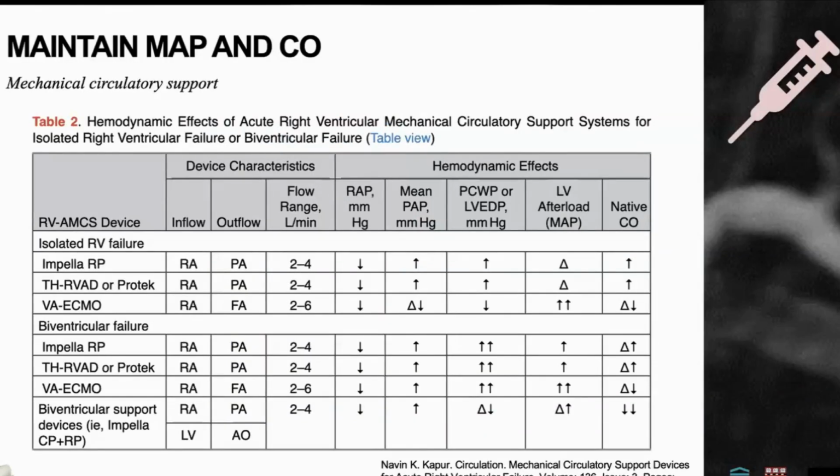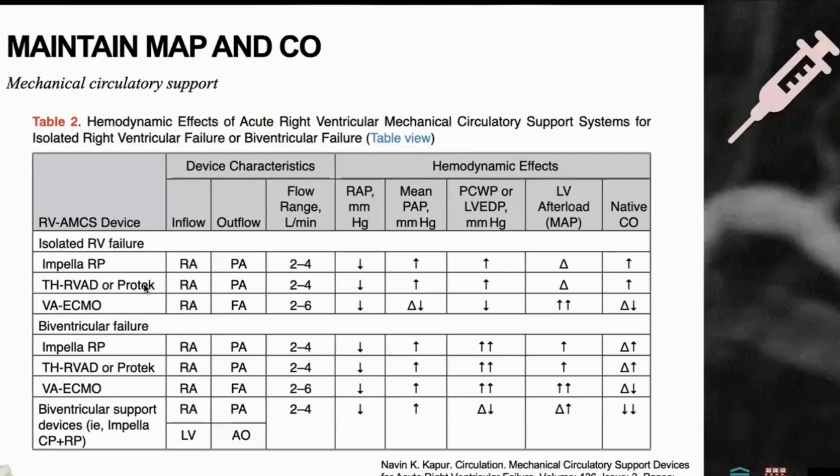This is a little bit more detail about what these devices do. Like we talked about, the Impella inflow is from the right atrium, outflow is into the PA. Same thing with the classic RVAD, and same thing with the percutaneous RVAD, which is the Protect Duo. Inflow from the RA, outflow into the PA. And you see both of these things have a flow range of 2 to 4 liters per minute, right? A typical cardiac output in an adult is 4 to 5 liters per minute. So these things do very good jobs of being a surrogate for the heart pump.